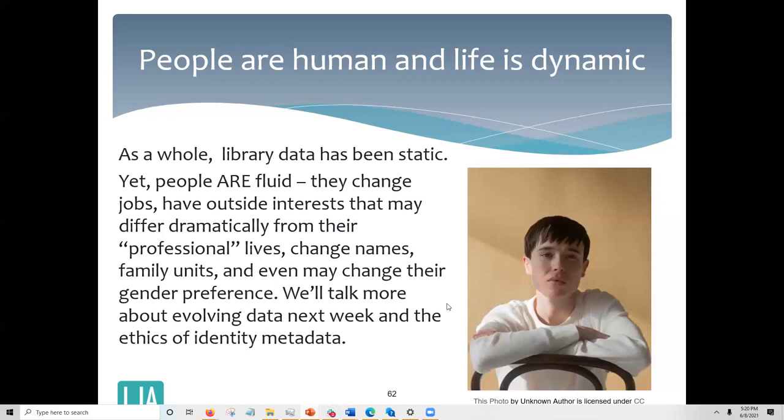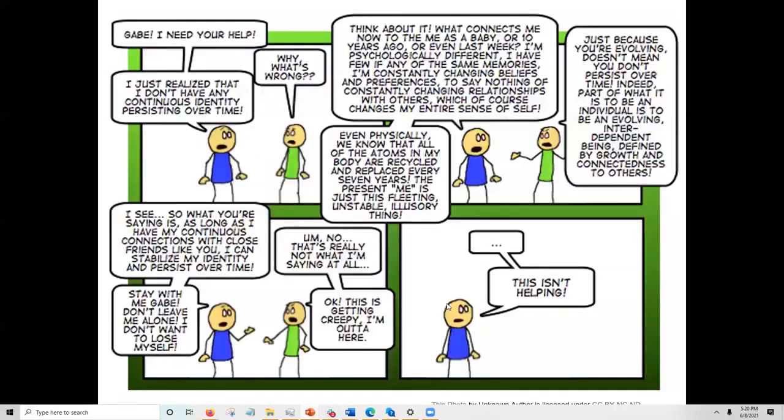People change names, they change family units, they sometimes change their gender preference. All those kinds of things happen throughout people's lives, and they impact our ability to manage that data about them.